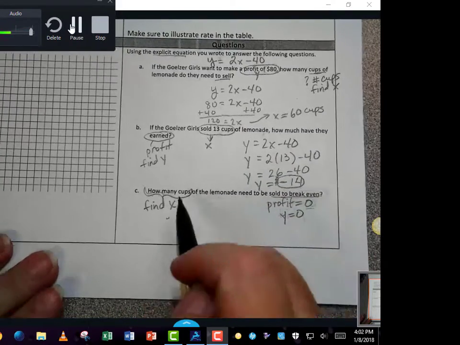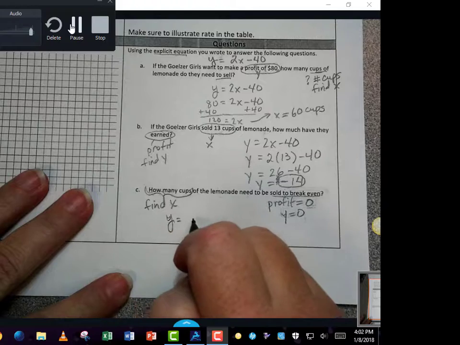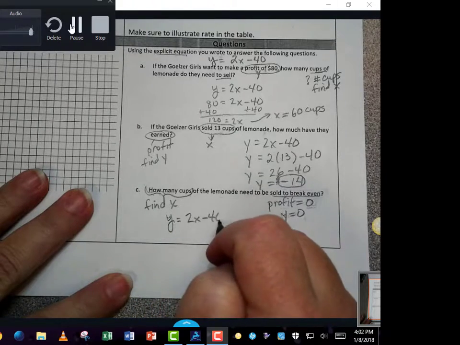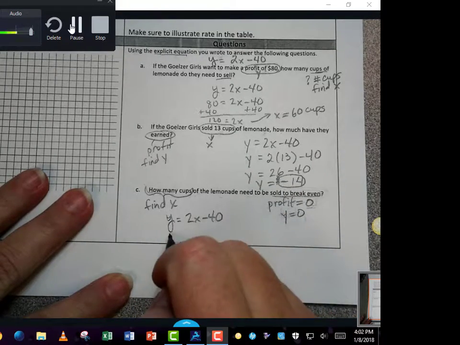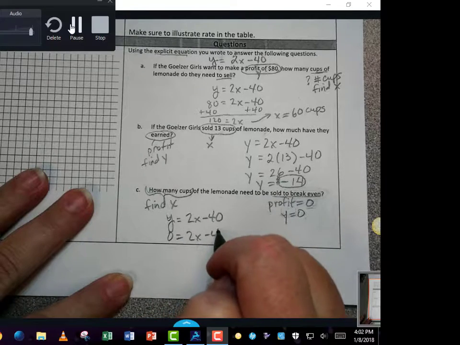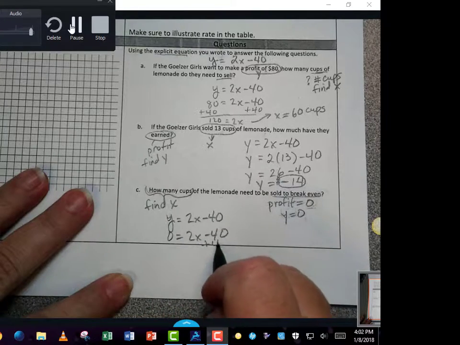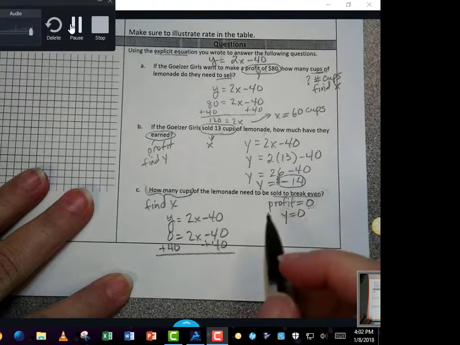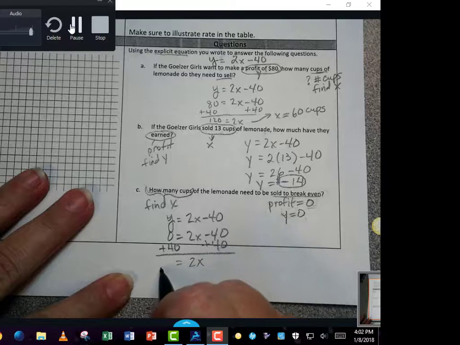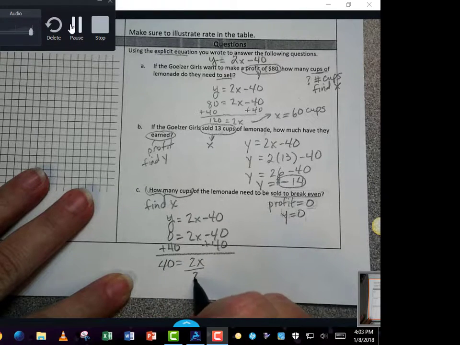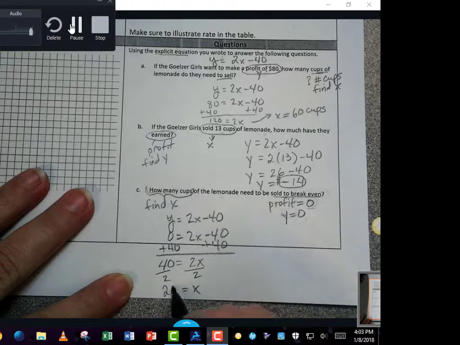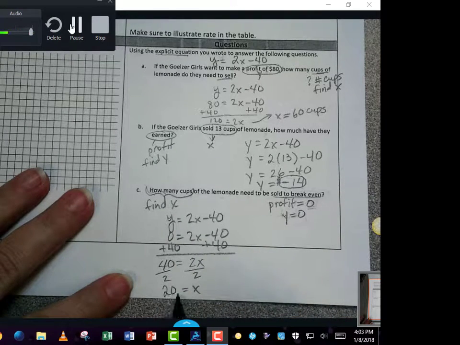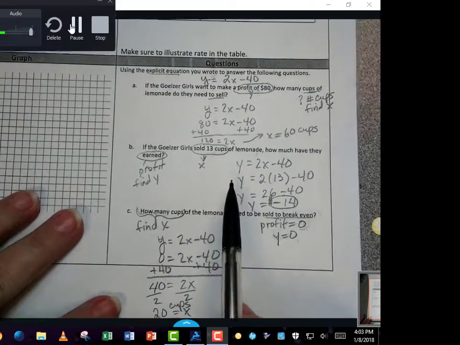Okay, so start with the explicit equation. We're saying that y is equal to 0. Solve for x. Okay, this is a scenario, so 20 what? 20 cups.